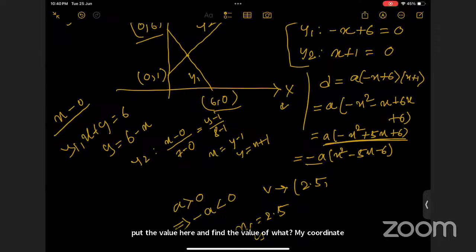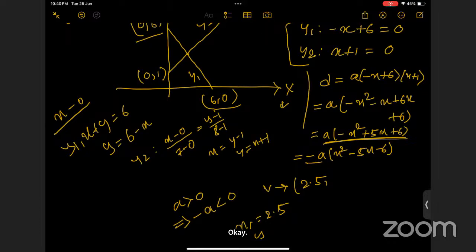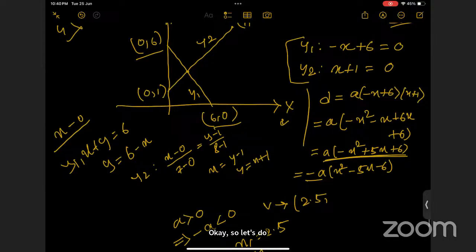Ma'am, I don't think we need to find the y coordinate over here. So what they asked is, after this, how will you find the maximum? Okay, find the value of the function y1 and y2 such that d, the road, is maximum. Yes, ma'am. So we have to substitute x and y1 and y2 and find. Okay, so let's do it that way. Then let me know what's the answer.